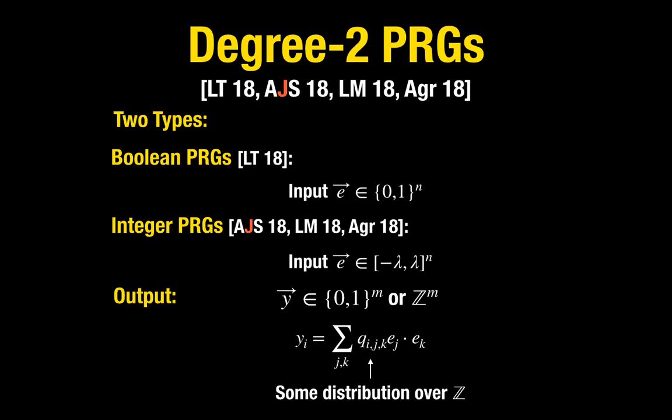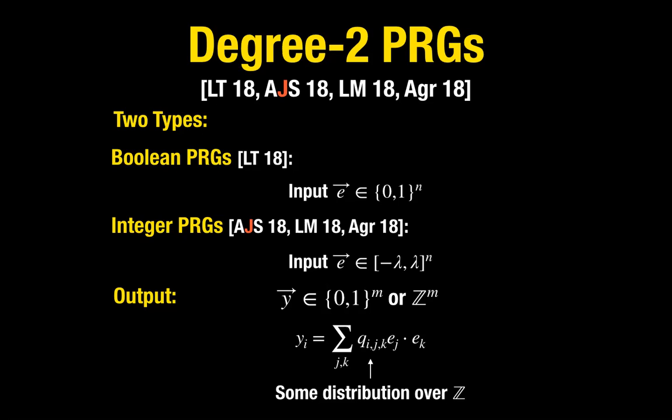But in both these PRGs, the evaluation has a nice structure. Each output coordinate is some degree 2 polynomial where the coefficients come from some appropriate distribution over the integers on the input. So that's the structure. And all these works show that if you have such PRGs with this evaluation complexity, along with standard assumptions, that implies IO. And it's not surprising because these PRGs can actually be implemented by bilinear maps. You can trivially see these are degree 2 polynomials. And that was just the key idea.